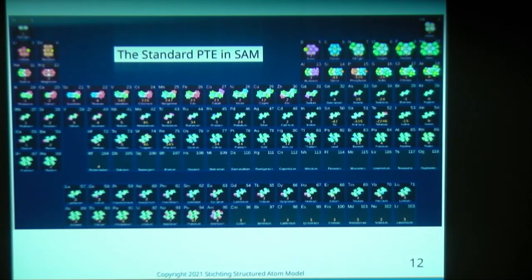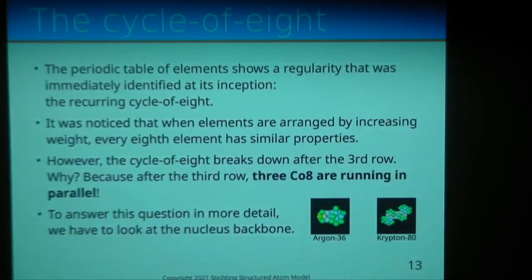The elements, when ordered as in the PTE, show similar properties in the columns. But starting from the fourth row, the cycle of eight breaks down. This happens because now the nucleus grows at several places at once. Helium represents zero capped icosahedrons. Neon represents one completely capped icosahedron. Argon represents two, and krypton at the end of the fourth row represents already five completely capped icosahedrons. This step from two to five is a clear indicator for parallel growth.